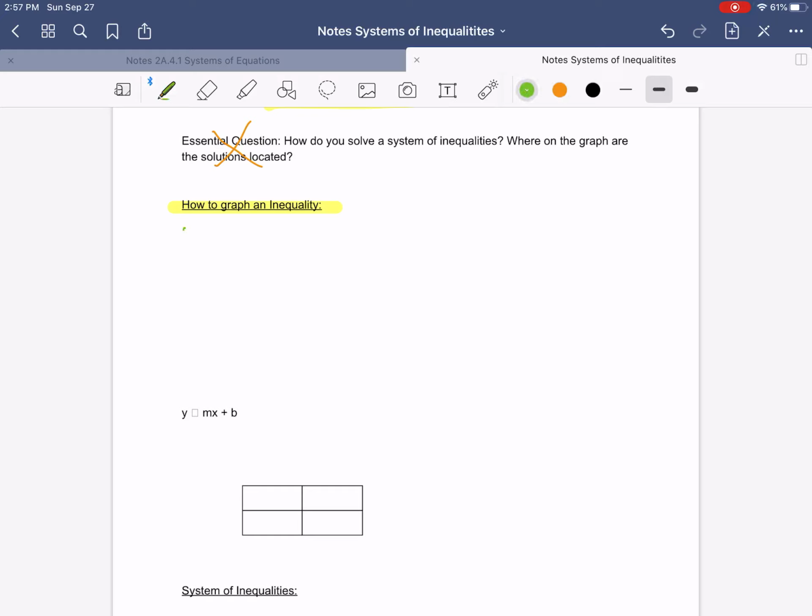The first thing you want to do is plot your y-intercept at b. So this is if you have y and then some inequality in here, mx plus b. It needs to be in this like slope-intercept-ish form, okay? First, you're going to go ahead and plot your y-intercept at b. Then you're going to use your slope m as rise over run. You're going to graph your line as either solid or dashed.